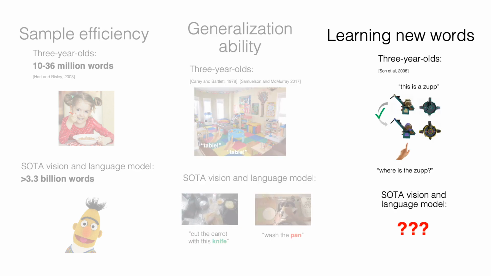Finally, the third challenge is that while 3-year-olds are able to easily acquire new words, transformer-based models do not have a mechanism to do so. When a completely new word appears, they are not able to incorporate it into the system.